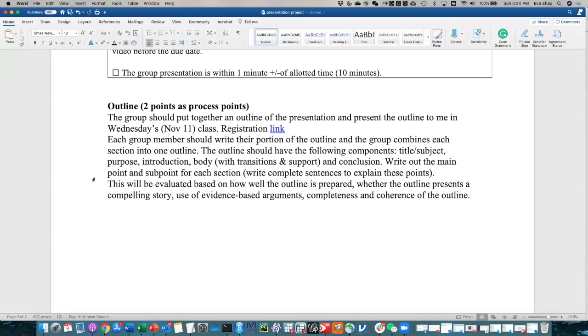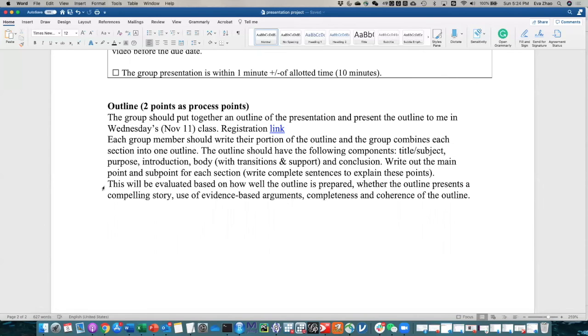As I mentioned, you want to sign up for this one-on-one group meeting, and every group member should write their portion of the outline, and the group should combine each section into one outline. Here are some sections or components the outline should have. You want to write out the main point and subpoints for each section with complete sentences to explain these points.